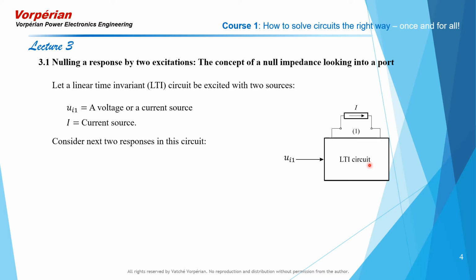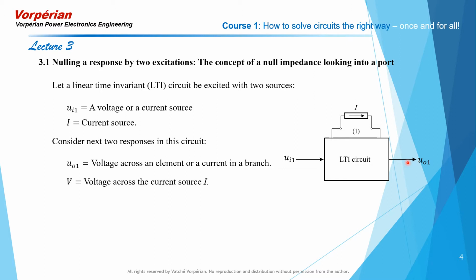In addition, we will consider 2 responses inside the circuit. The first one is an arbitrary response, which we call output 1, and that could be the voltage at a node or across an element or the current through a branch. The second one will be specifically the voltage that arises across the applied current source at port 1. Hence, we have 2 responses: V, the voltage that appears across the independent current source applied to port 1, and the second one, some arbitrary response inside the circuit, a voltage or a current.